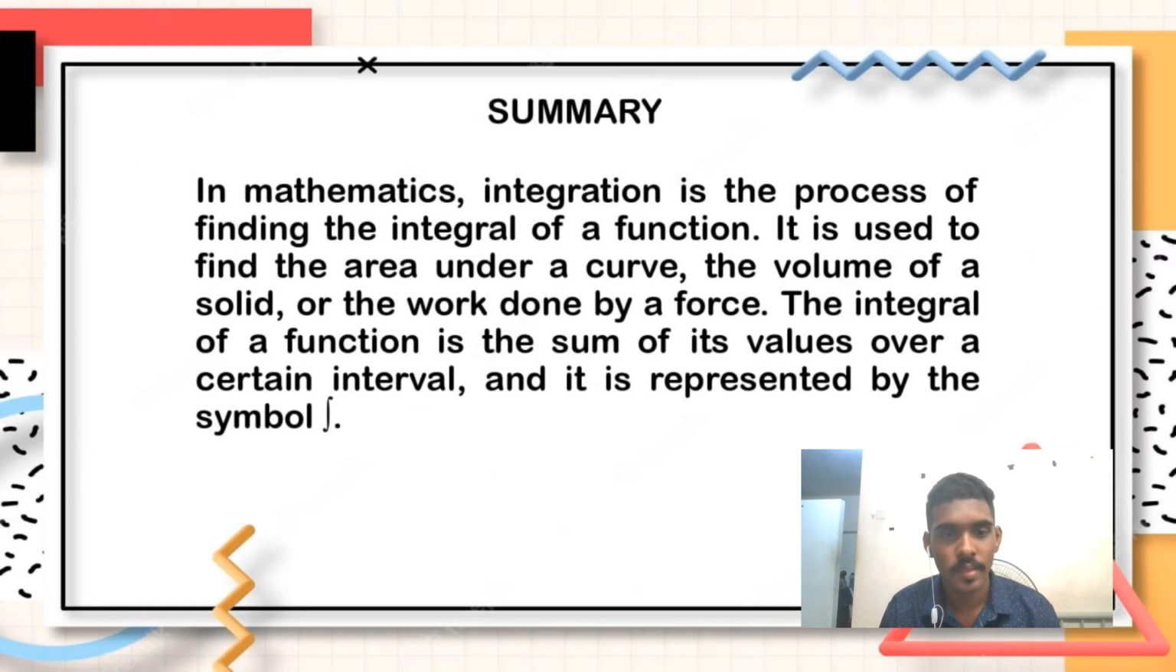In mathematics, integration is the process of finding the integral of a function. It is used to find the area under a curve, the volume of a solid, or the work done by a force. The integral of a function is the sum of its values over a certain interval, and it is represented by the symbol.